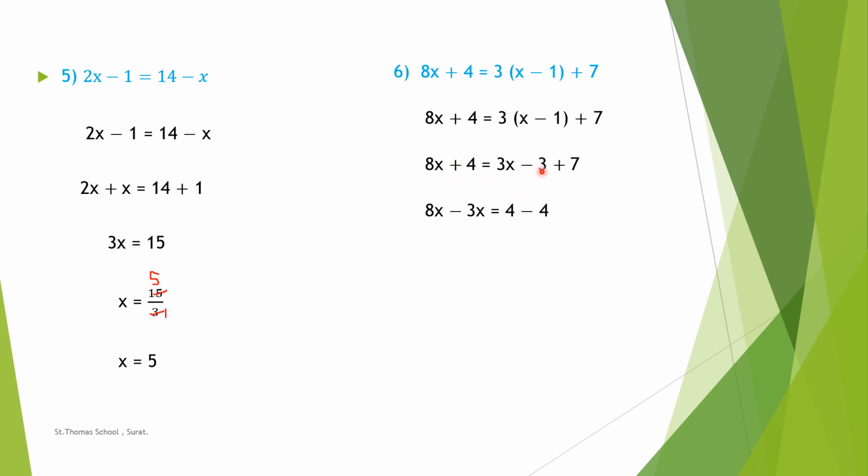And this is plus 4. If it comes here, minus 4. Clear? Now 8 minus 3, that is 5x is equal to 4 minus 4, that is 0. What is the value of x? 0 by 5, that is 0. Is it clear? So x is equal to 0 by 5 because 5 is multiplication. If you come here, division, and 0 by 5 is equal to 0.